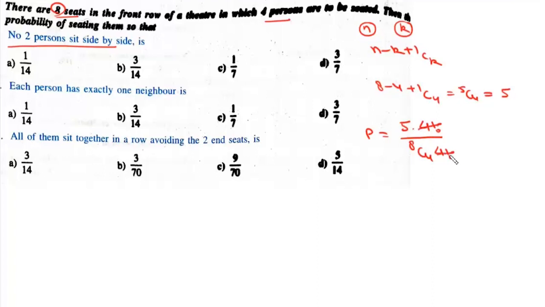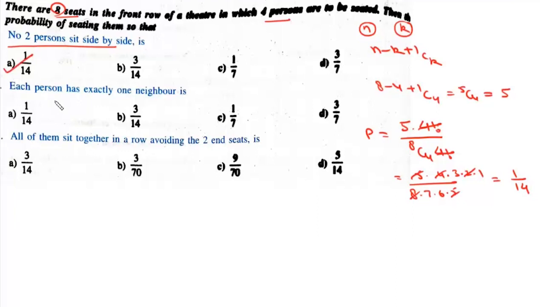Now this factorial 4 will cancel. So this is 5 and this is 8, 7, 6, 5 and this is 4, 3, 2 and 1. Now 5 and 5 will cancel. Now this is 8. So this value is simply 1 by 14. So the probability that no 2 persons sit side by side is 1 by 14 and that's your option A.